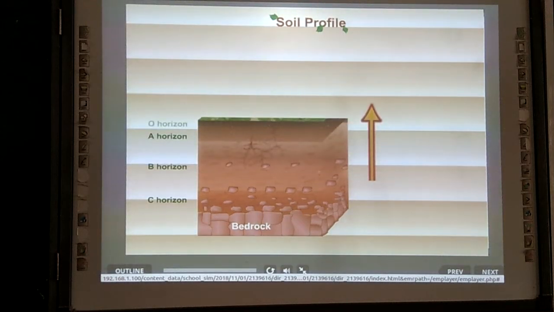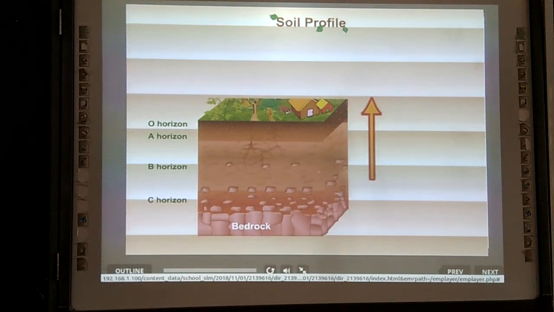O horizon is the top layer of the soil. The O horizon is composed of the organic material, also called humus, and is usually found in the top 2 inches of the soil. As this layer is fertile, it supports plants, animals, and human life.